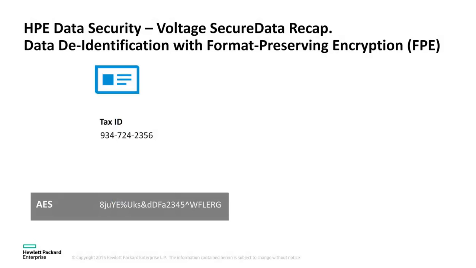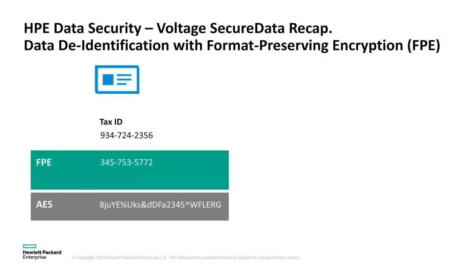Okay, let's put some more color around that. What we see here is a tax ID number that was encrypted with an AES algorithm. Now, does that qualify for data de-identification as described? Of course not, because while the data is meaningless to an attacker, it completely changed the format, and it cannot be processed as a tax ID number by the corresponding application and do analytics on it without the need of decrypting it. HPE Security Voltage's Format Preserving Encryption, or FPE, encrypts the data while also preserving its format.